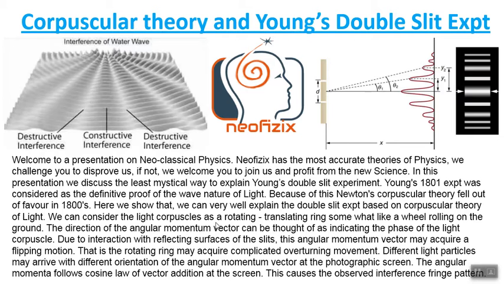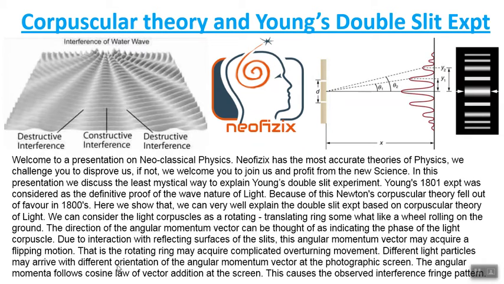We can consider the light corpuscles as a rotating, translating ring, somewhat like a wheel rolling on the ground. The direction of the angular momentum vector can be thought of as indicating the phase of the light corpuscle. Due to interaction with the reflecting surfaces of the slits, this angular momentum vector may acquire a flipping motion. That is, the rotating ring may acquire a complicated overturning movement.